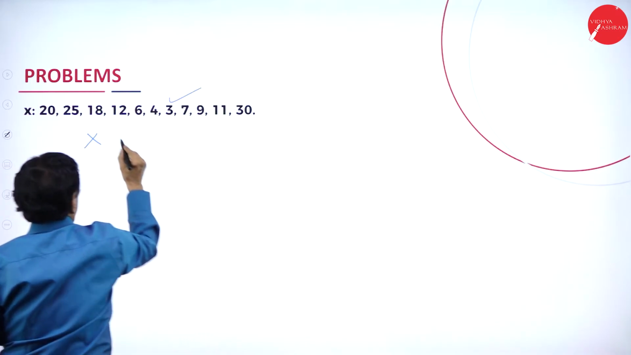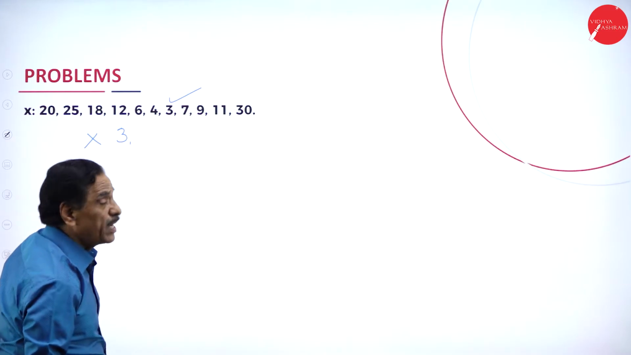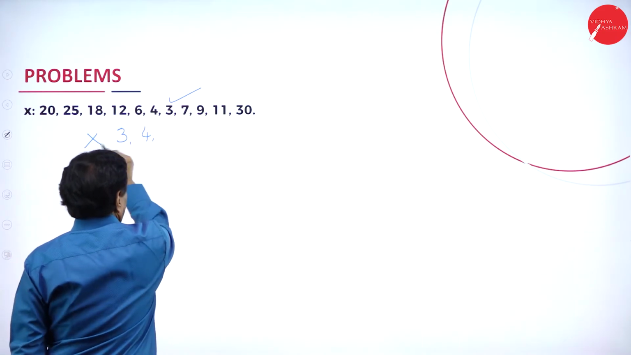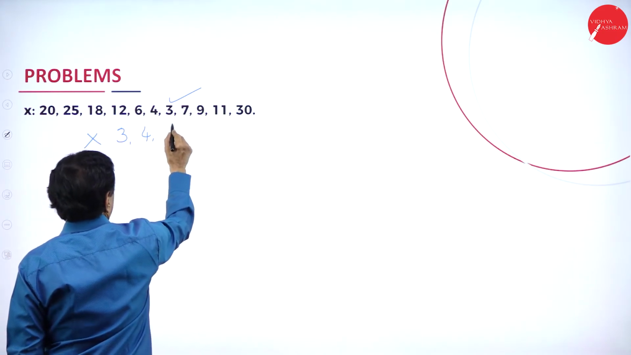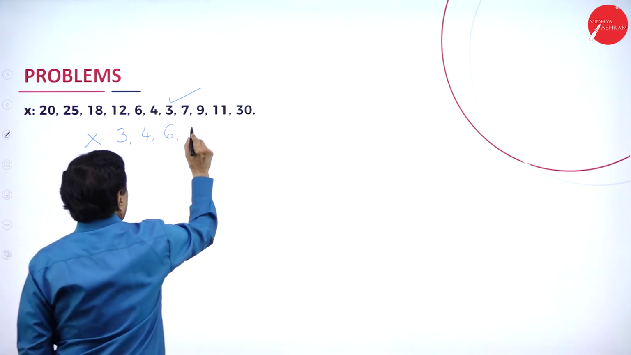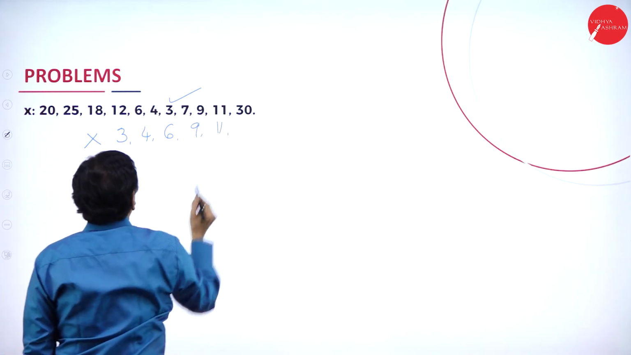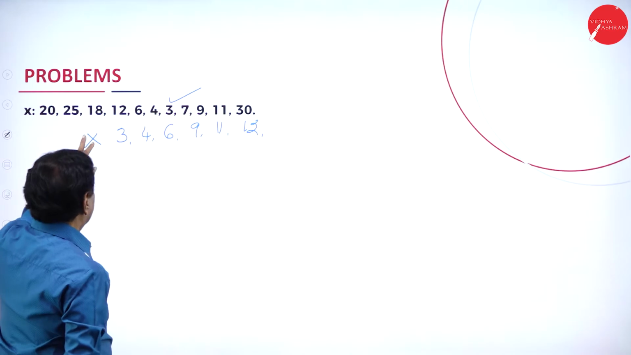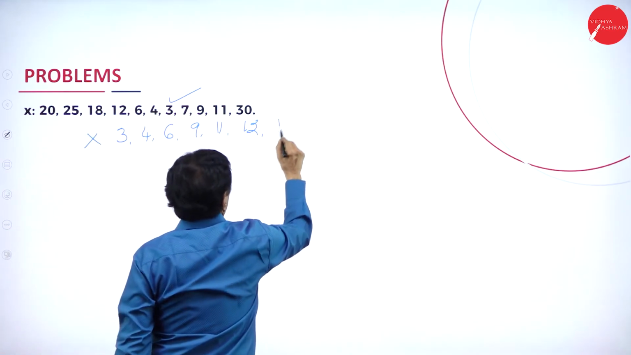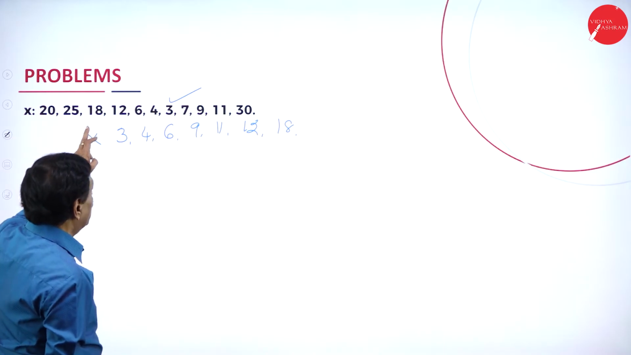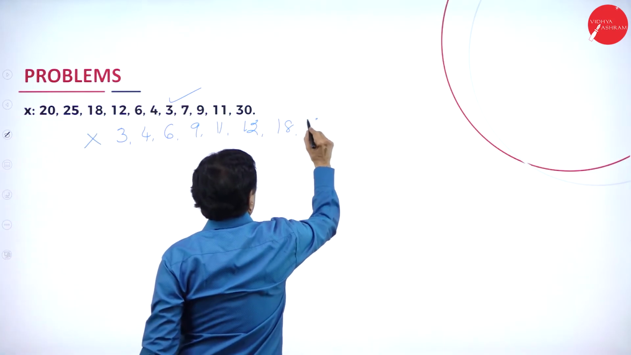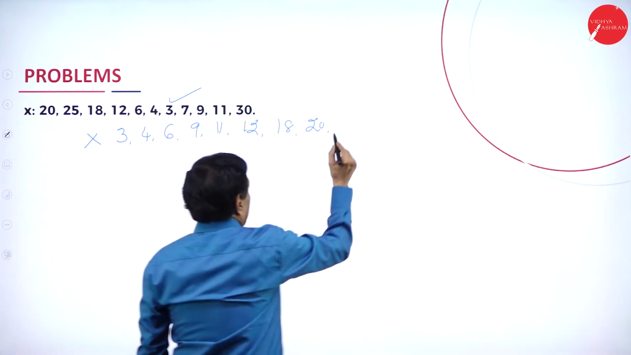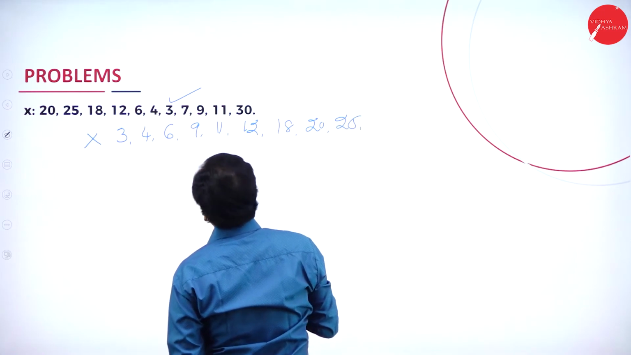3. First write 3. Which is the next lowest number? 4. Which is the next lowest number? This is your 6. What is the next number? 9. What is the next number? 11. What is the next number? 12. What is the next number? 18. What is the next number? 20. What is the next number? 25. What is the next number? 30.